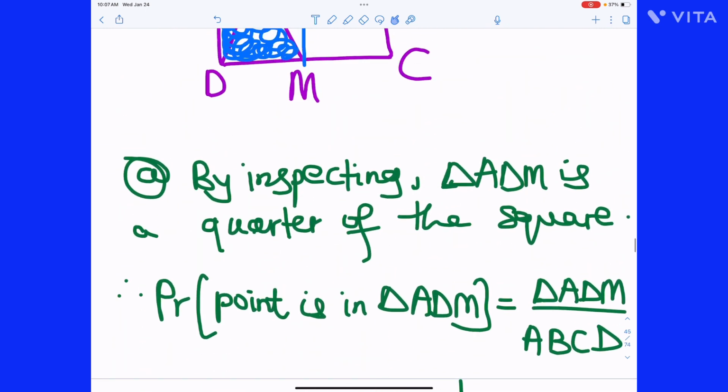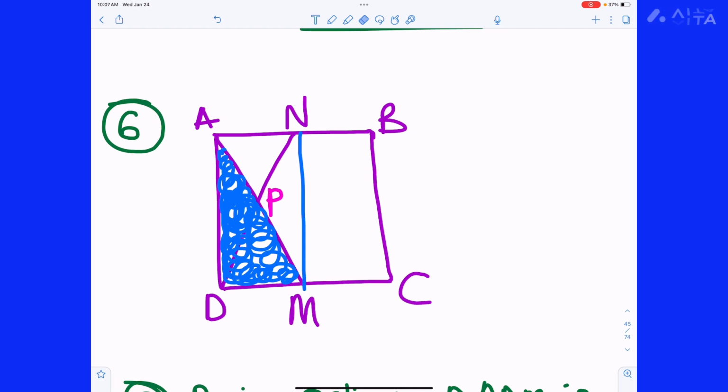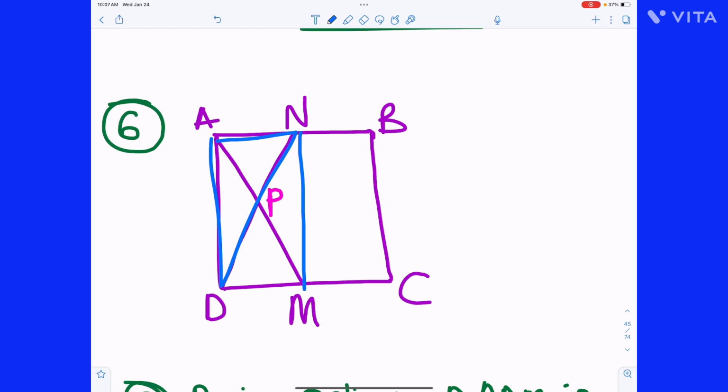Okay. B says find the probability that the point is in ADM but not in ADN. If the point is inside ADM, that means it's in ADM, but it is not in ADN. So that means we are only talking about this small portion of ADM, because that's the only way the point can be inside ADM and not be inside ADN. That's the only way it can be in this triangle but not fall into this one.